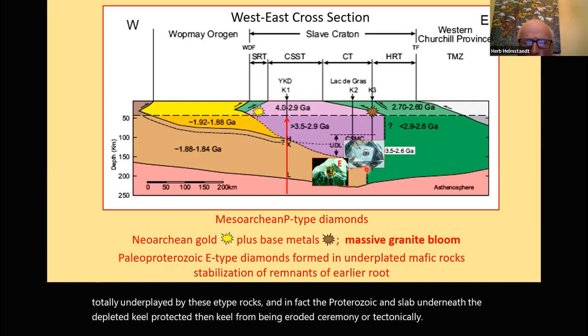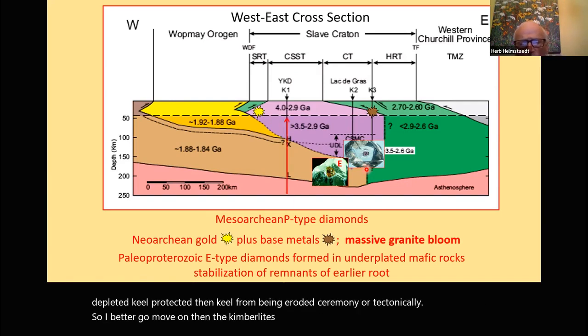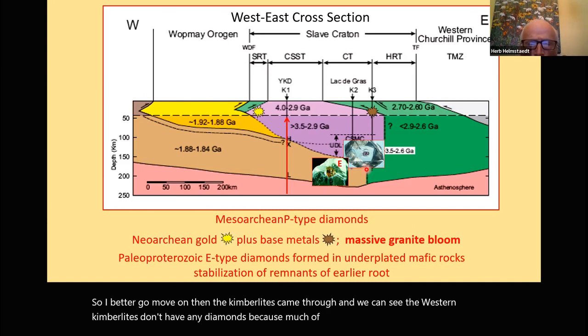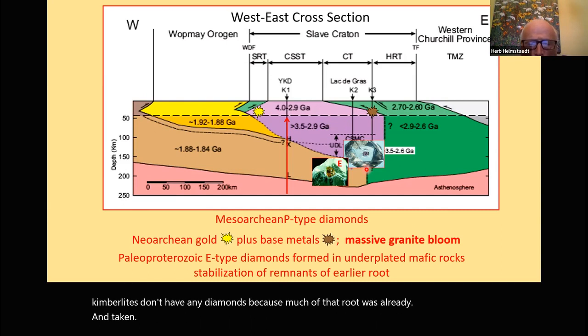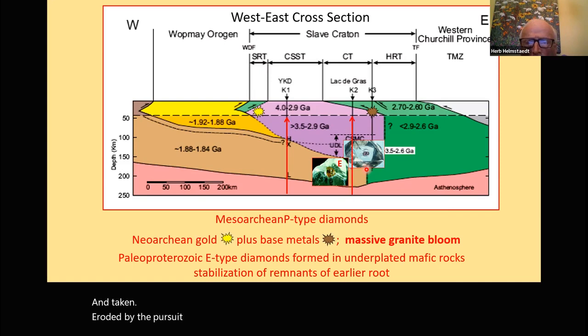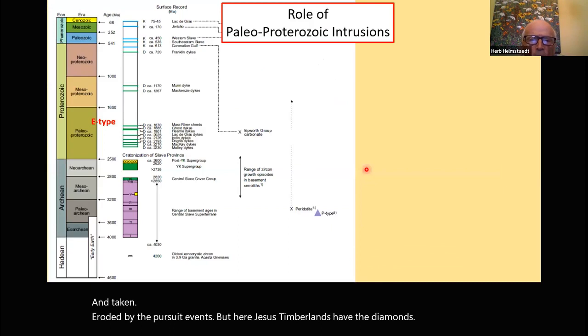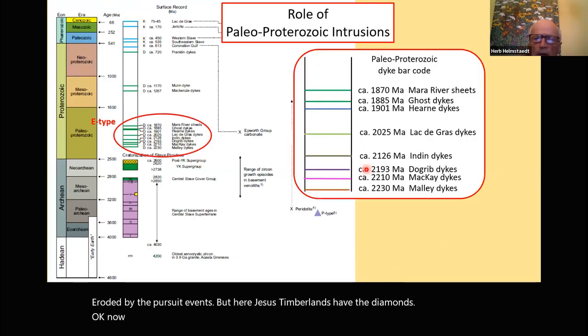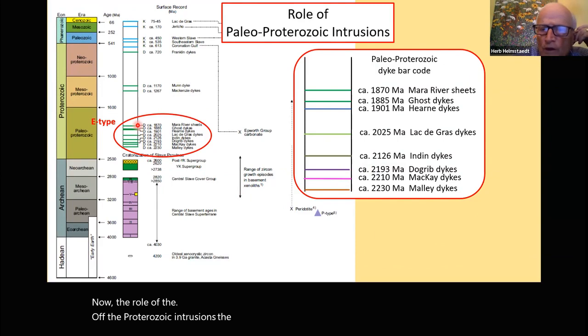So I better move on. Then the kimberlites came through. We can see the western kimberlites don't have any diamonds because much of that root was already eroded by the Proterozoic events. But here, these kimberlites have the diamonds. Okay, now the role of the Proterozoic intrusions, the dikes, in either controlling emplacement or causing deterioration of the mantle root.